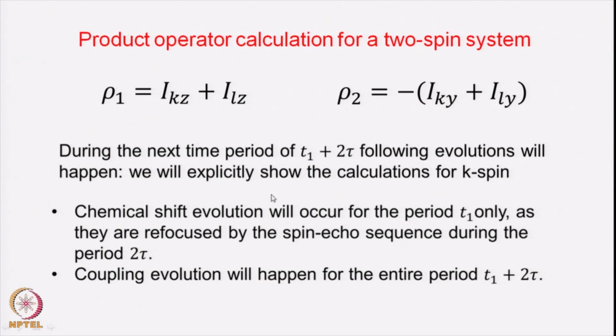What kind of evolutions happen? Notice the chemical shift evolution will occur for the period t1 only, because they are refocused by the spin echo sequence during the period 2 tau.